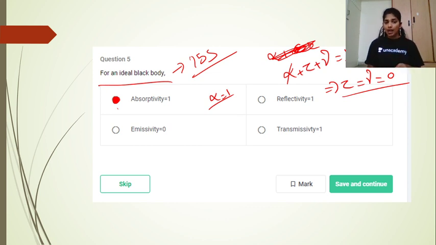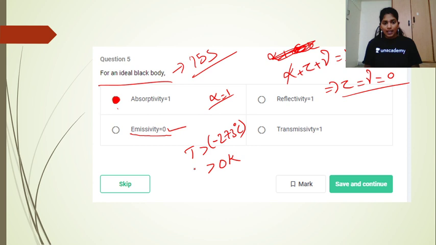But we have another option which is emissivity equal to 0. So can we say that emissivity is equal to 0 for a black body? No. So what is emissivity? It is the radiation emitted from a body, right? If a body has a temperature greater than absolute zero, meaning greater than minus 273 degrees centigrade or greater than 0 Kelvin, then obviously some amount of energy will be stored.